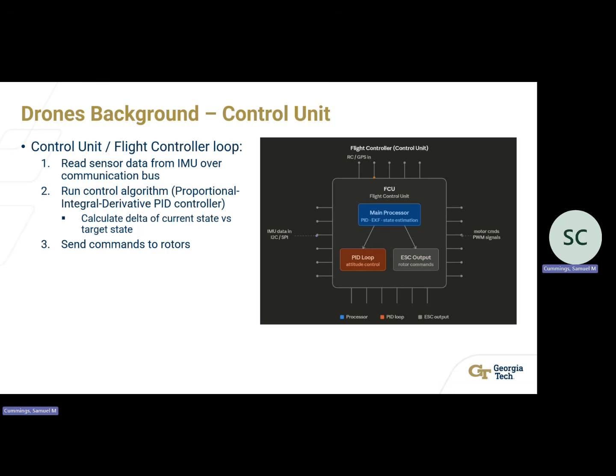The control unit is the second component that's really important to understand. I like to think of the control unit as the CPU of the drone, or the brains of the drone. It takes data from the IMU that we just discussed, and puts all that data into a run control algorithm where it calculates the delta of the current state versus the target state. So it figures out where we are at this moment, where we need to be, and how to get there. And then it sends the appropriate commands to the rotors to get to the target state.